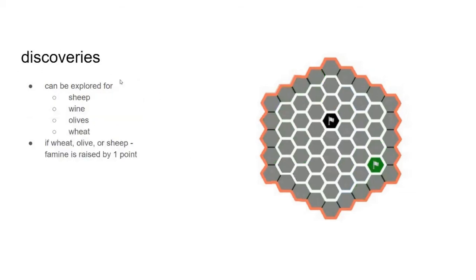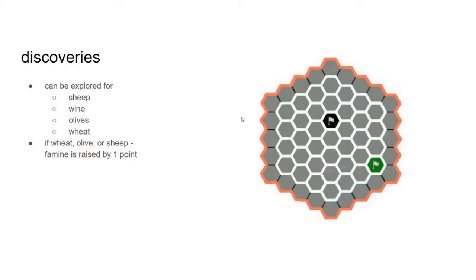They are discoveries. So each hex has 2 discoveries on it, and they can be explored for one of the 4 agricultural resources: sheep, wine, olives, and wheat. If it's one of the edible agricultural resources, wheat, olive, or sheep, famine is going to be raised by 1 point. And we'll talk about famine later when we talk about the different phases of the game. So don't worry about that just yet. So you're sending a worker to this hex, and like, whoa, I discovered all these sheep, and now we can raise some sheep. So what can we do with these agricultural goods?